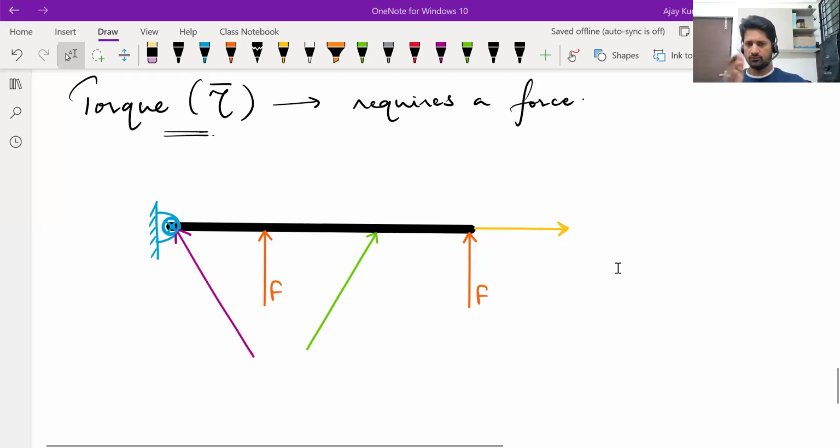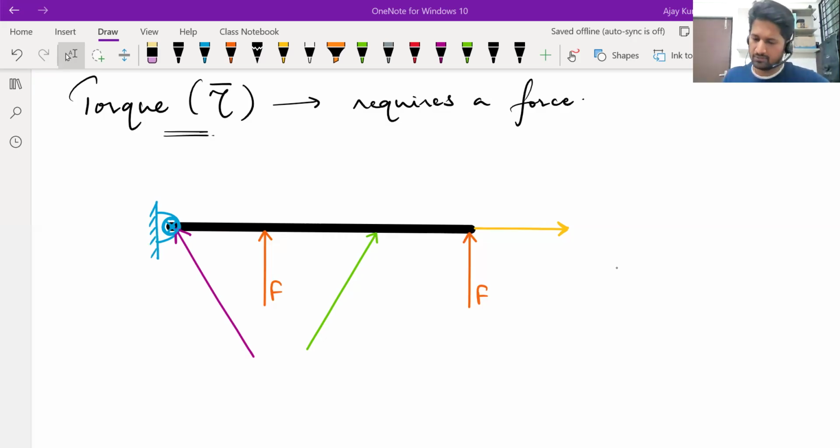Okay, so these two forces, F and F, that I have indicated, are exactly the same, but the rotational effect they produce is different. Fine. One of them produces less rotational effect, the other one produces more rotational effect. So force is not the only thing on which torque depends. It also matters how the force is being applied and where the force is being applied. Okay, the direction of force and the point of application of force, all of them matter for torque.